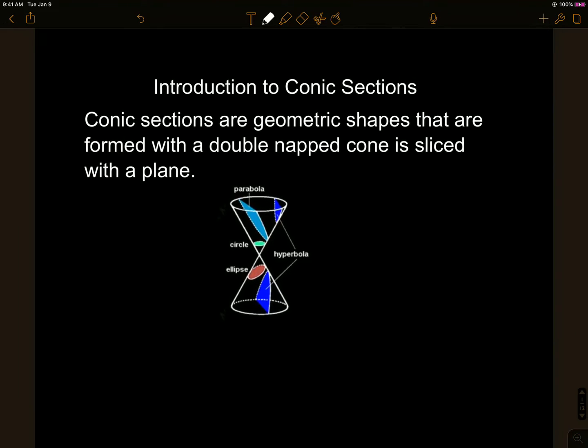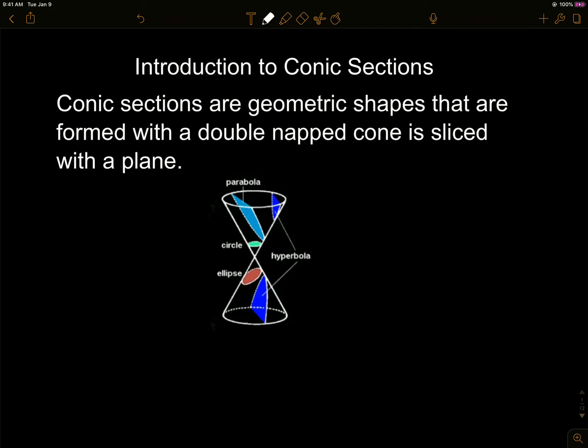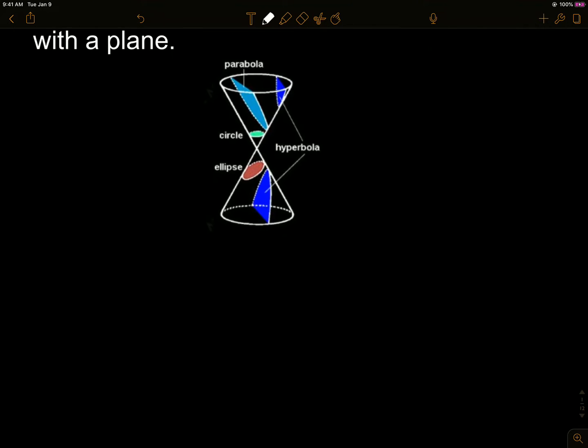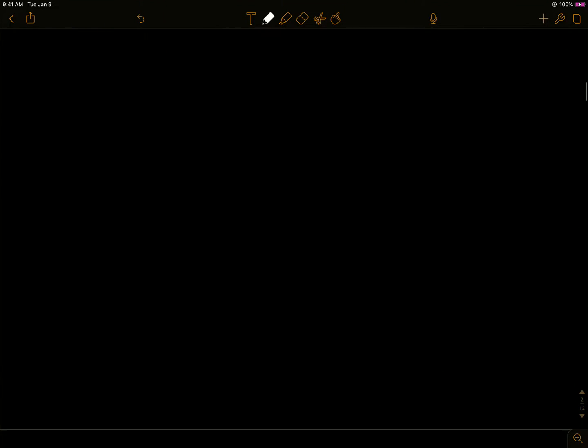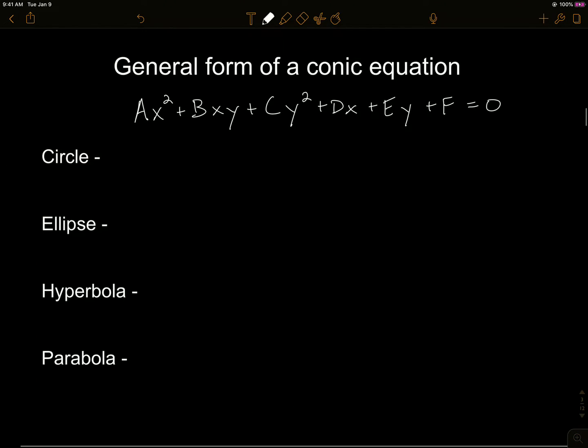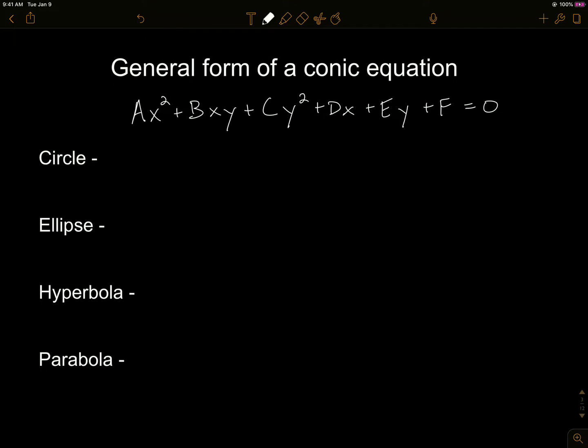You should have already watched the video that explains the geometric interpretation of conic sections. Depending on how we slice this double napped cone, we can get a hyperbola, a parabola, an ellipse, or a circle. That was in our last video. In this video, we're going to start off by looking at the general form of a conic equation.